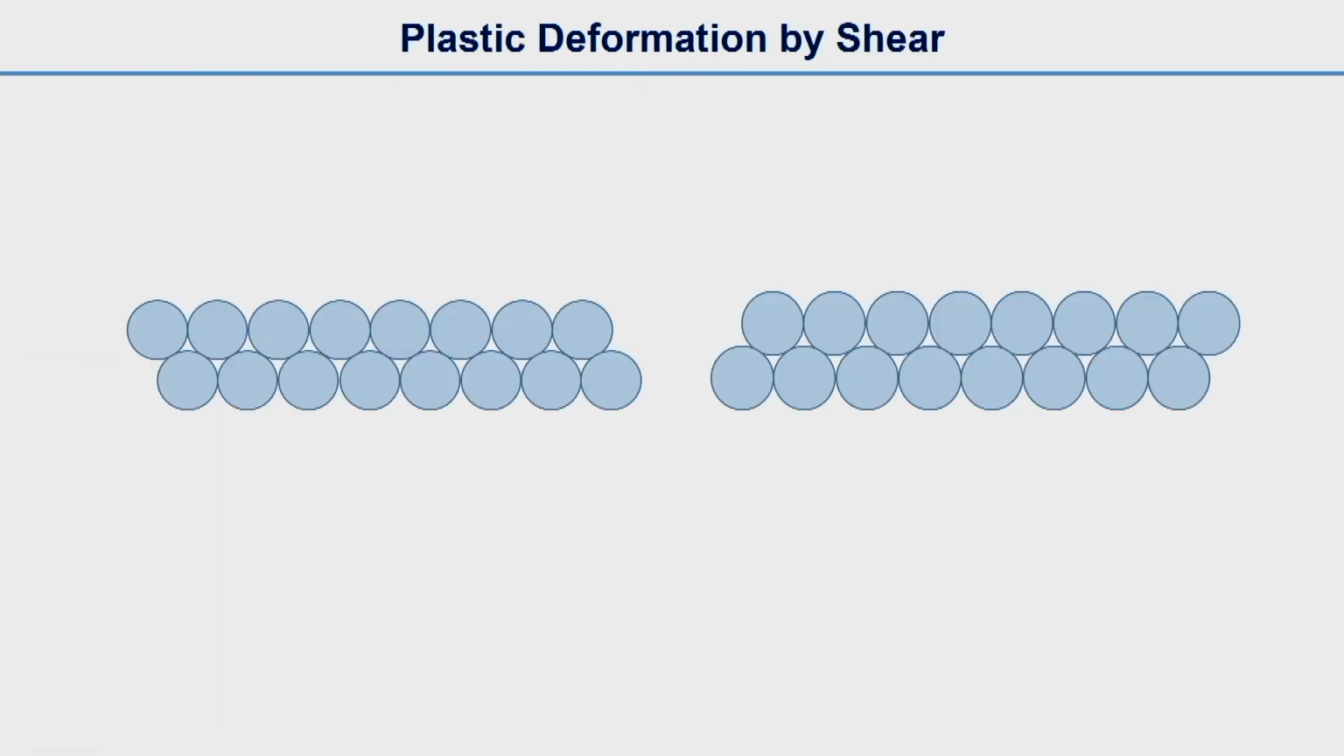Now we will talk about plastic deformation by shear. There are two rows of atoms. If we apply some shear stress like this, let us say tau is the shear stress, we are trying to shift one plane of atoms this way and the other plane that way. The result is this one. Now, while doing this, there is a maximum shear stress, tau m, at which the slip will occur.